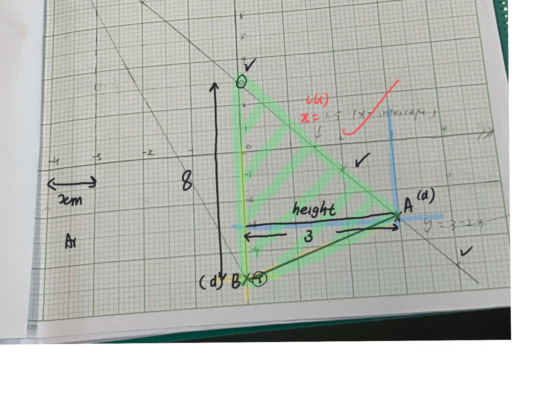So to find area of the bounded region, it is half times 8 times 3. So you should get 12 unit square.